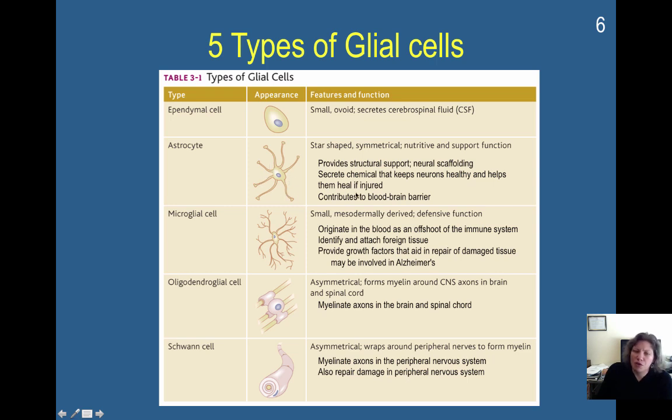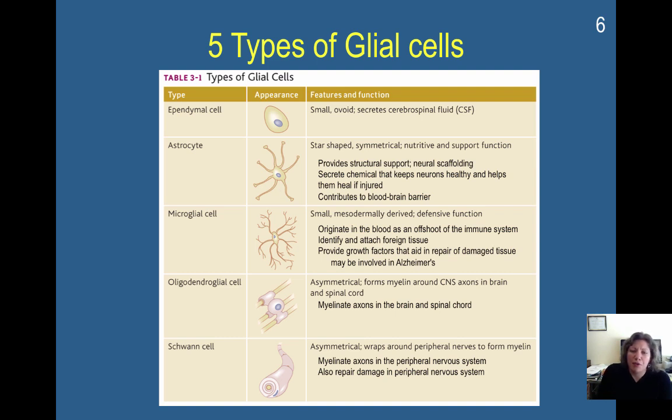They also contribute to the blood-brain barrier, which we'll be talking about more. So these astrocytes would line up close together near neurons and basically prevent large chemicals or substances in the blood from passing out of the bloodstream into the brain.